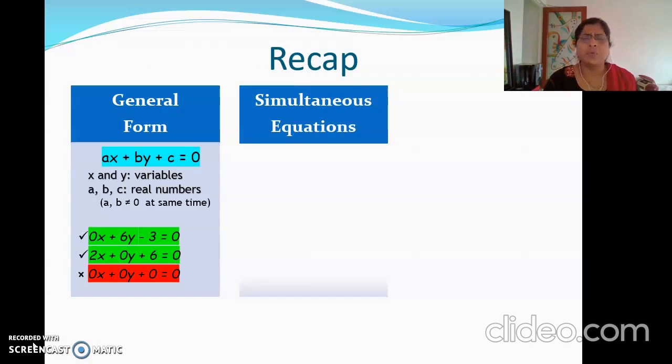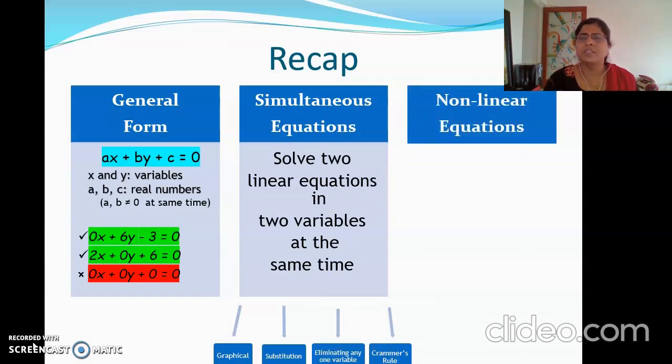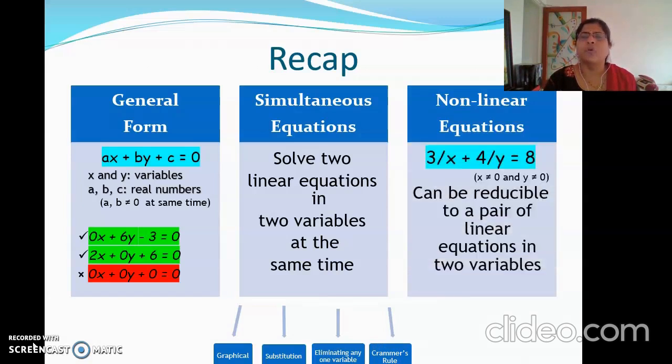What are simultaneous equations? When we solve two linear equations in two variables at the same time, we call them simultaneous equations. And we have learned how to solve them by graphical method, by substitution method, by eliminating any one variable, or by determinant, that is the Cramer's rule method. Now, some equations which are non-linear, in the form of 3/x + 4/y = 8, where the denominators are not equal to 0, can be reducible to a pair of linear equations in two variables, and we have learned how to solve them.